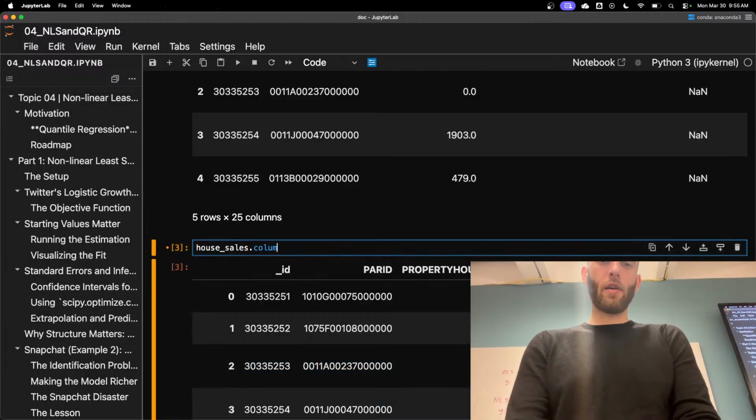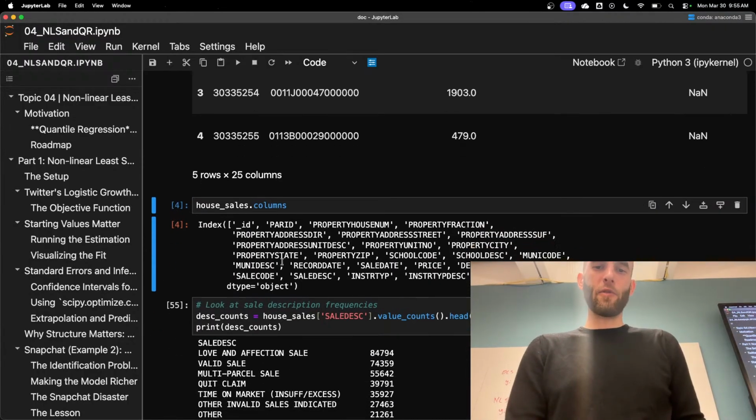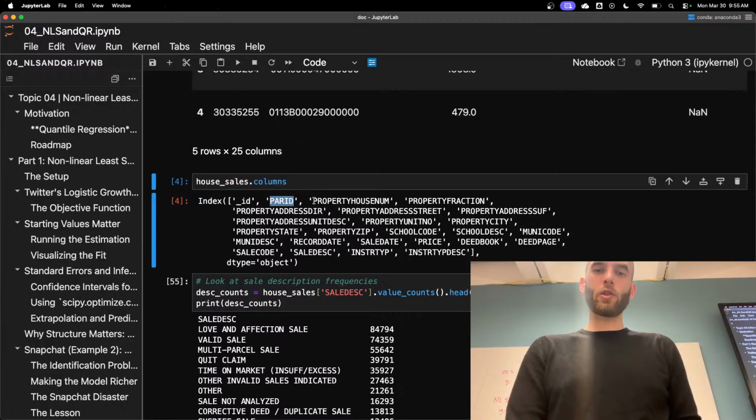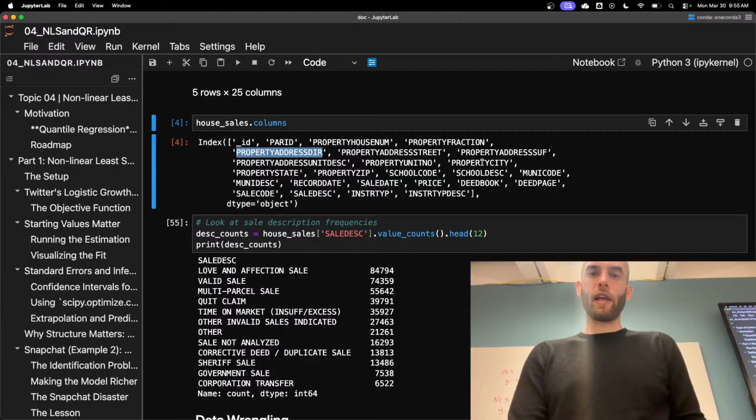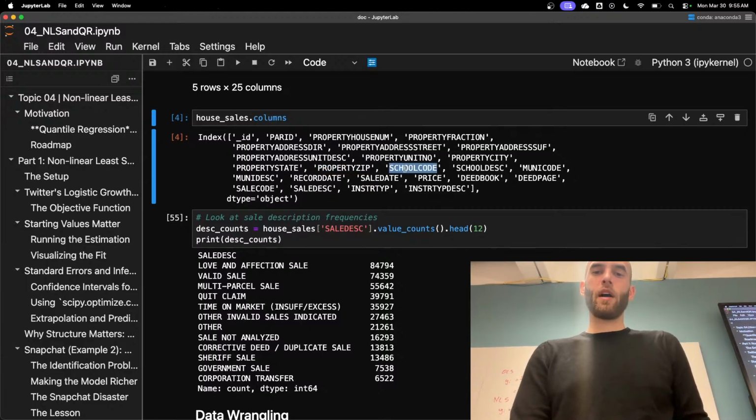So columns, you can see the kinds of information we have at our disposal. So parcel ID, property house number, property address. So these are just information about the location. But then we also have city and state. This is zip code. So if you're interested in differences between zip codes, you can use this. People care about school district.